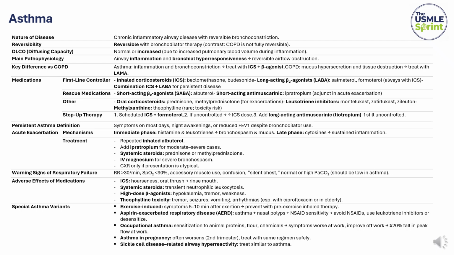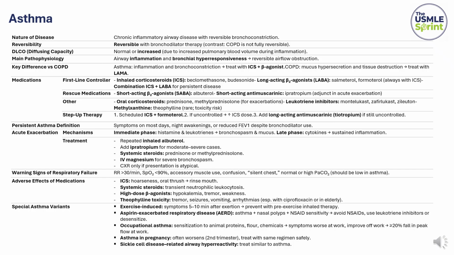During an acute asthma exacerbation, there's an immediate phase caused by histamine and leukotrienes that produces bronchospasm and mucus, and a late phase driven by cytokines that maintains inflammation. Treatment in the emergency setting includes repeated inhaled albuterol, adding ipratropium for moderate or severe attacks, and giving systemic corticosteroids such as prednisone or methylprednisolone.